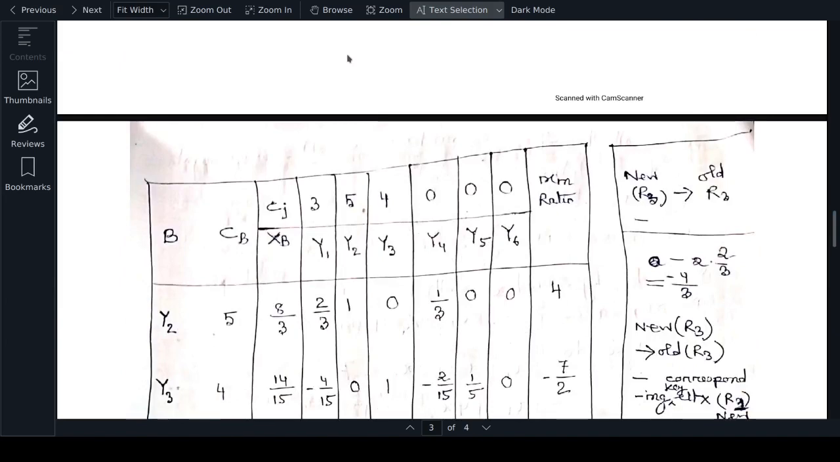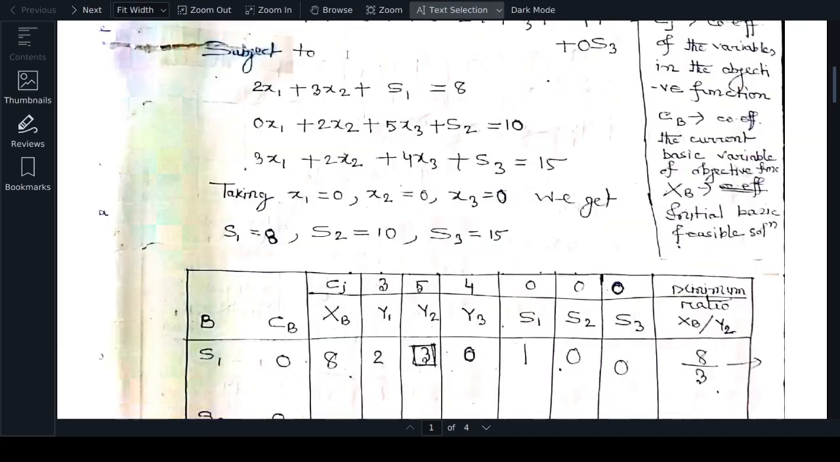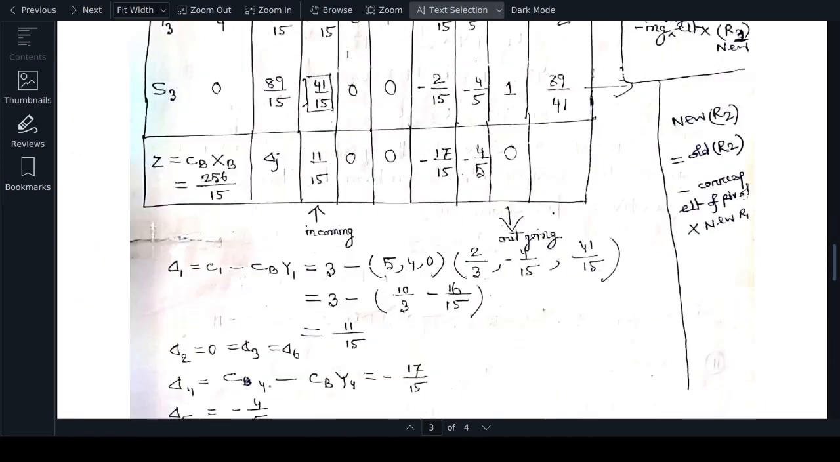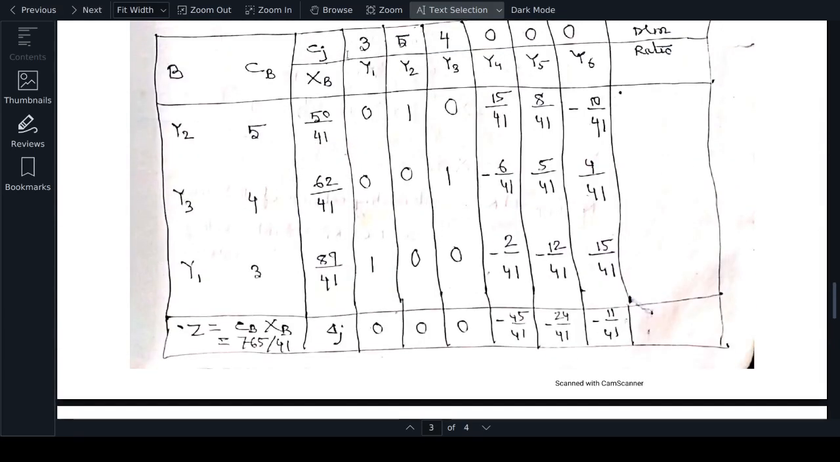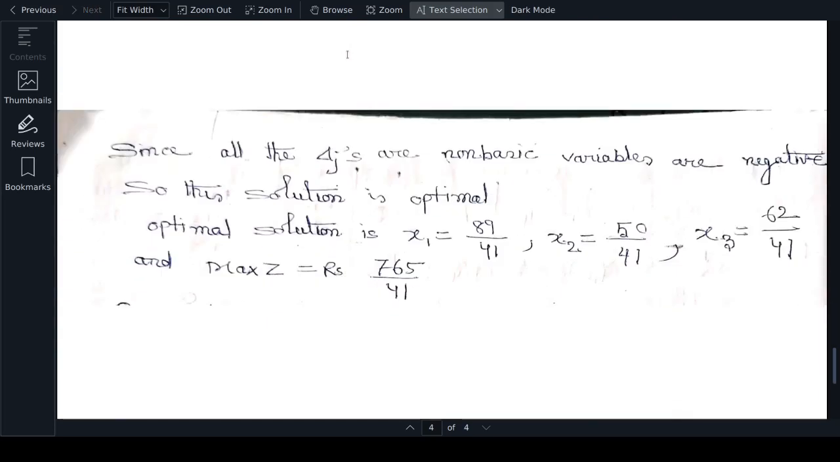Yes, sir. And the z value will be 760 by 65 by 40 after calculating. Those who have doubt about the calculation, you can write it this way to calculate the new element. When you go from the first table to the second table, the first table is your old table, so all its elements are called old elements. All the elements of the new table are called new elements.